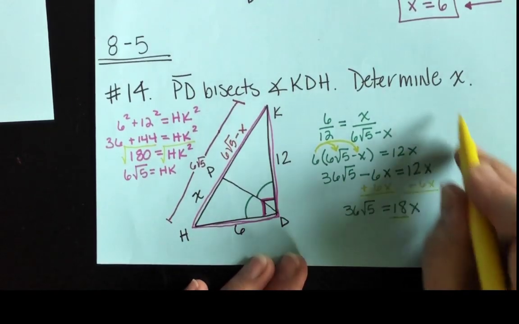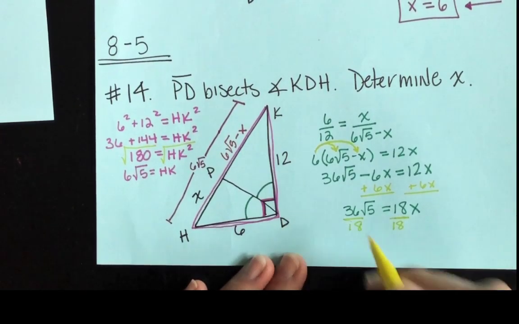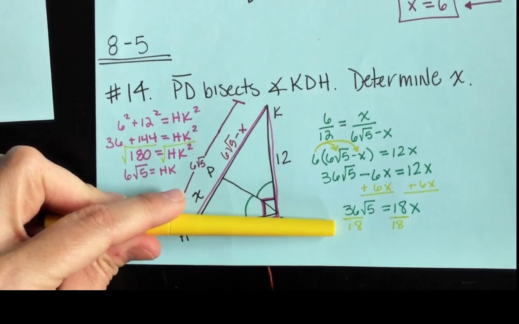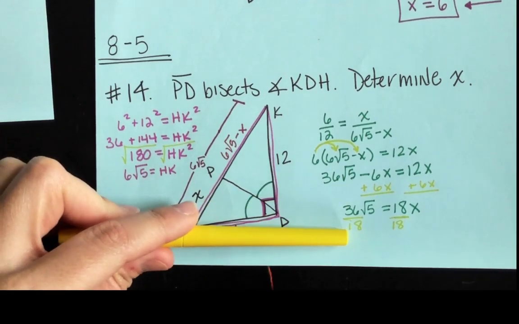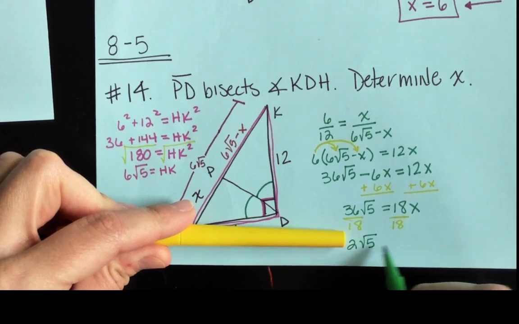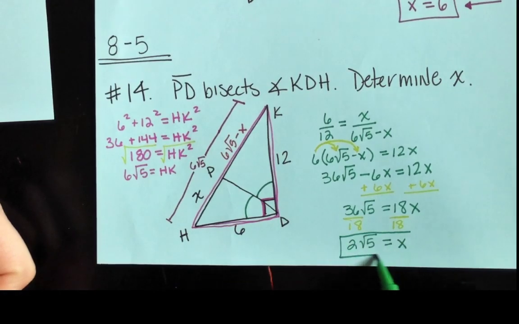Solving for x, that's the only thing it wants us to do here. We're going to divide both sides by 18. And just like before, we're only going to worry about those numbers in front. When I check, 36 divided by 18 reduces to 2. So we end up with 2 radical 5 equals x.